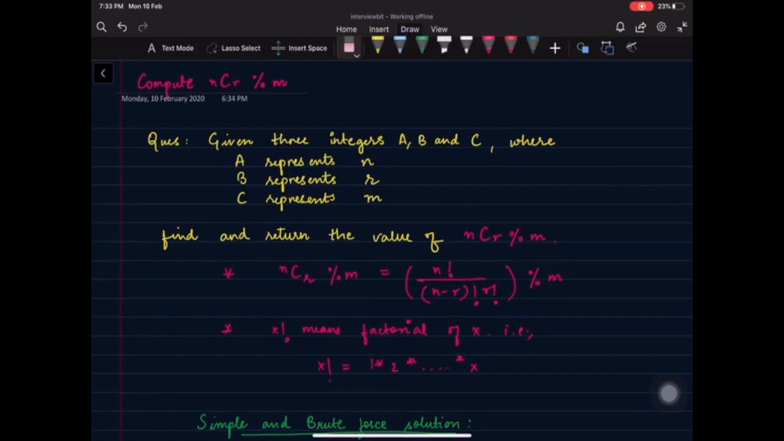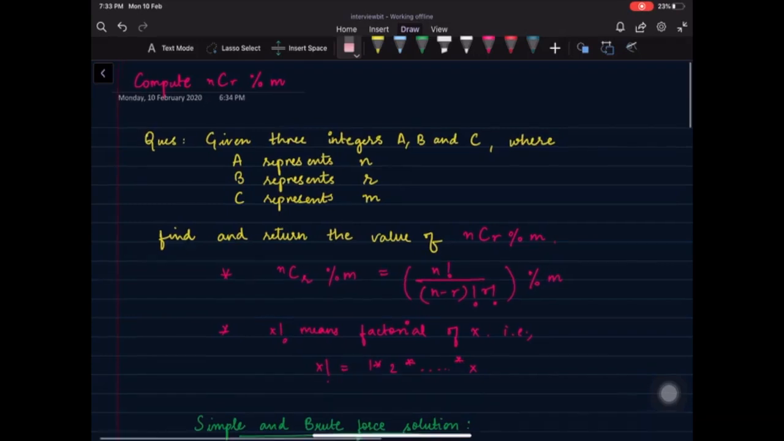The problem says that you are given three integers a, b and c, where a represents n, b represents r and c represents m. Now you have to find and return the value of nCr mod m. Here nCr mod m is equal to n factorial upon (n minus r) factorial into r factorial, whole mod m.